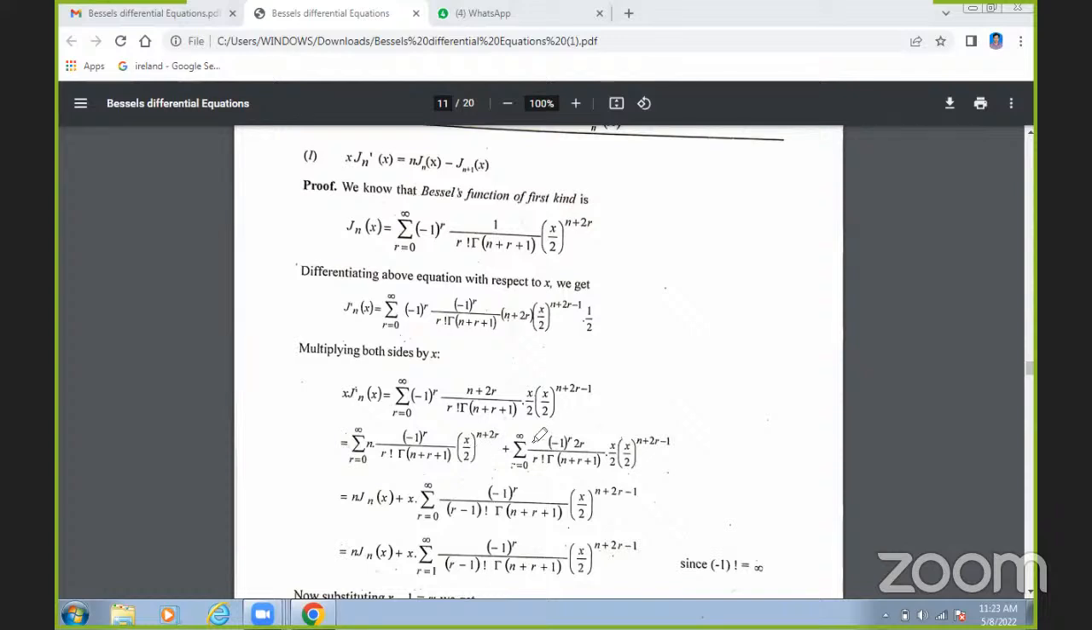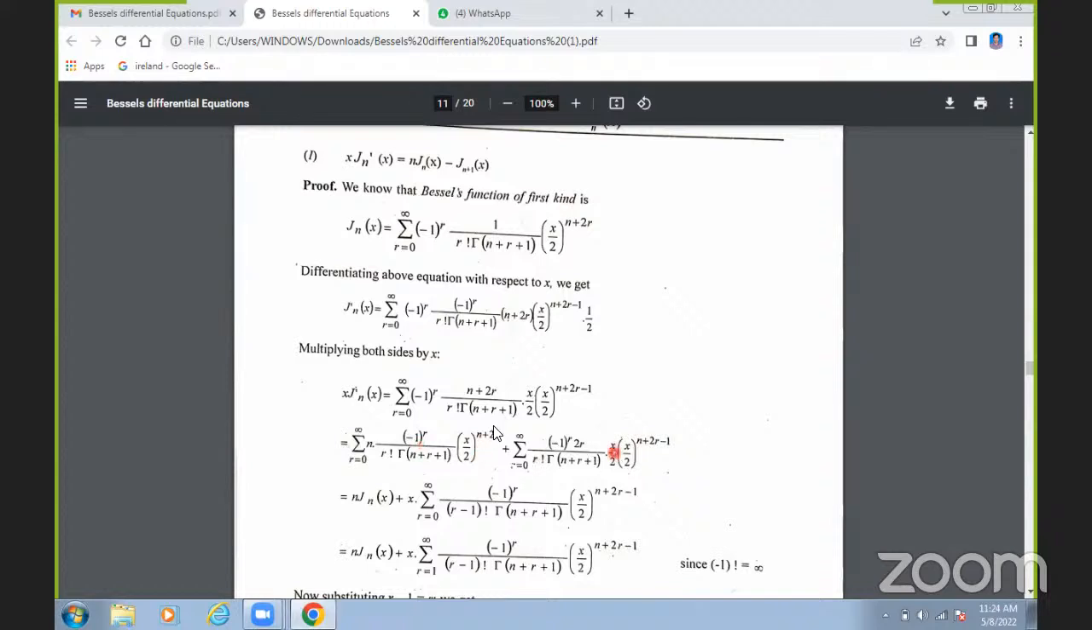So n plus 2r, and plus again the remaining part which we have is summation of r equals 0 to infinity, (-1) whole to the power of r, this one r factorial gamma of n plus r plus 1, and this 2r we have written here. Means simply this n plus 2r term has been divided into two terms. This is the first term, this is the second term we have.